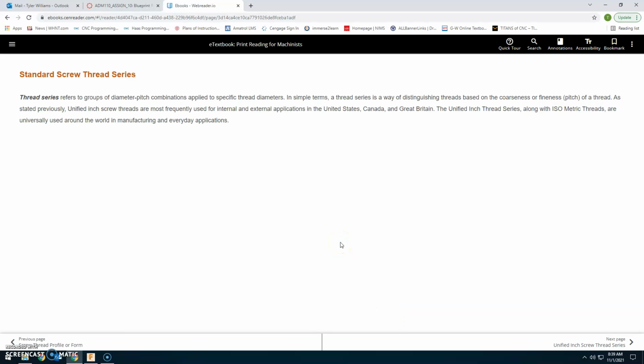Standard screw thread series. Thread series refers to a group of diameter-pitch combinations applied to specific thread diameters. In simple terms, a thread series is a way of distinguishing threads based on coarseness or fineness of pitch of a thread, as stated previously. Unified inch screw threads are most frequently used for internal or external applications in the United States, Canada, and Great Britain. The unified inch thread series, along with the ISO metric threads, are universally used around the world in manufacturing and everyday applications.